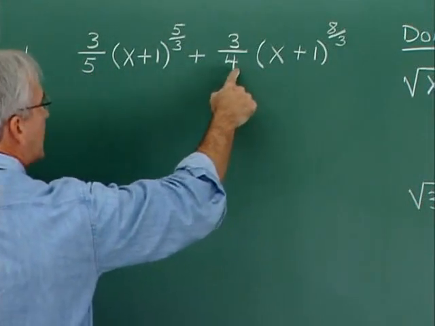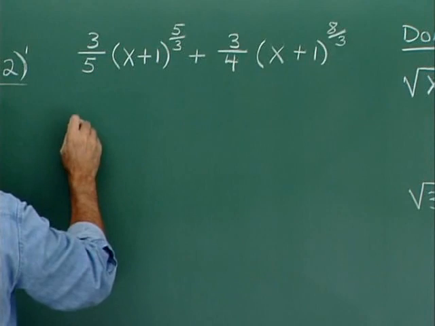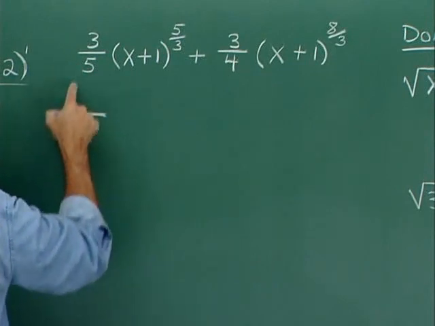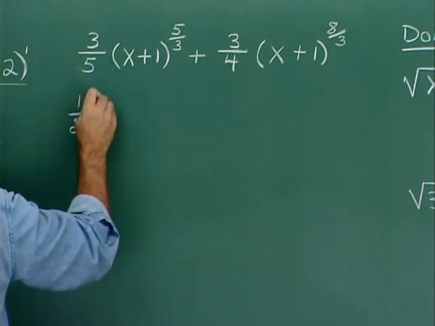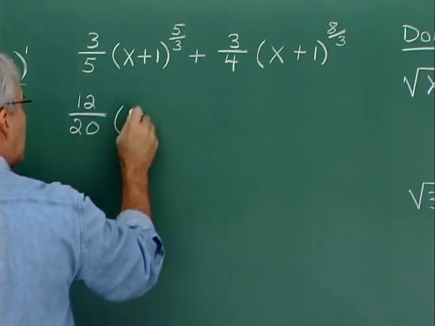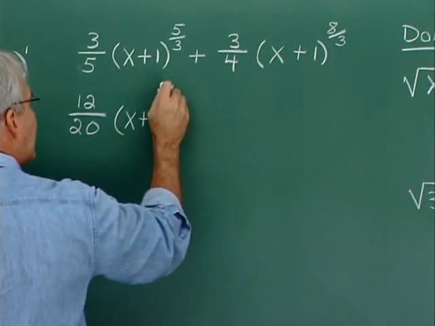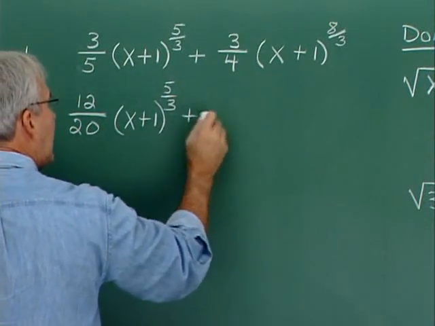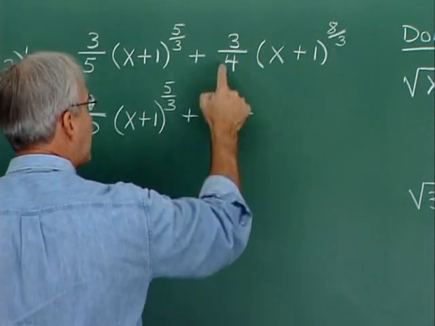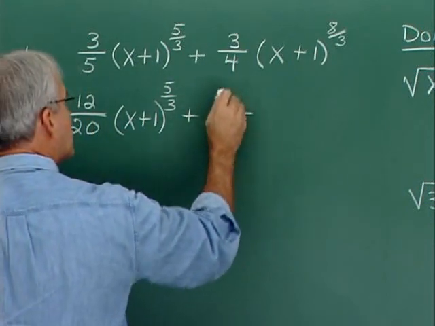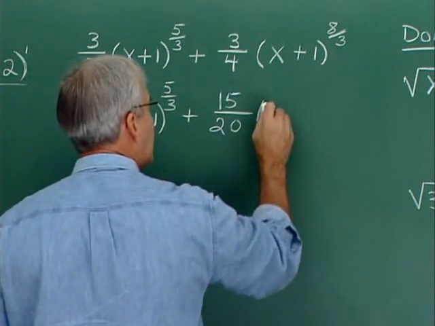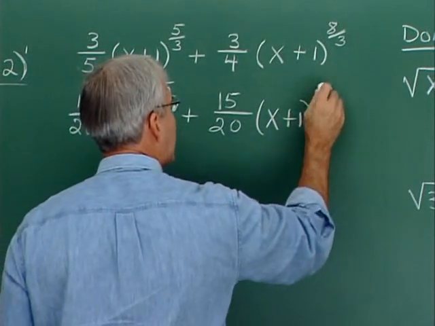Between 5 and 4, the common denominator is 20. So let's see, we want 5 into 20 goes 4, 4 times 3, 12. This is 12/20ths. And I'll bring down the x plus 1 to the 5/3. And then once again, 4 into 20 goes 5. 5 times 3, 15. This is 15/20ths. And then x plus 1 to the 8/3.